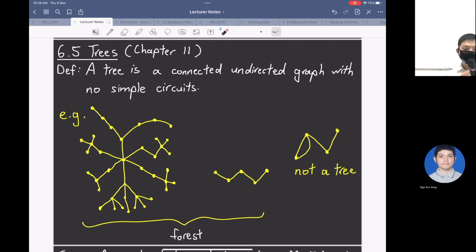So what are trees? Trees are basically connected, undirected graphs with no simple circuit. So we don't want the leaf to grow back to the stem or grow back to the root. I draw some examples of trees. I think this one quite looks like a tree. And this is also a tree: connected, undirected, no simple circuit. But the third one is not a tree, because you have a simple circuit here. So these are the trees.